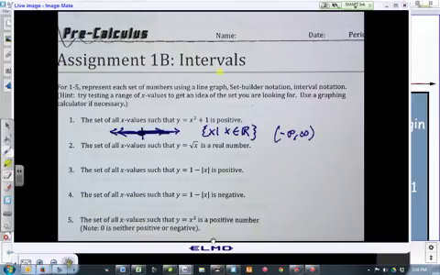So guys, just start 1 through 5. See what you can do with it and bring it back on Monday. No sweat, no stress.